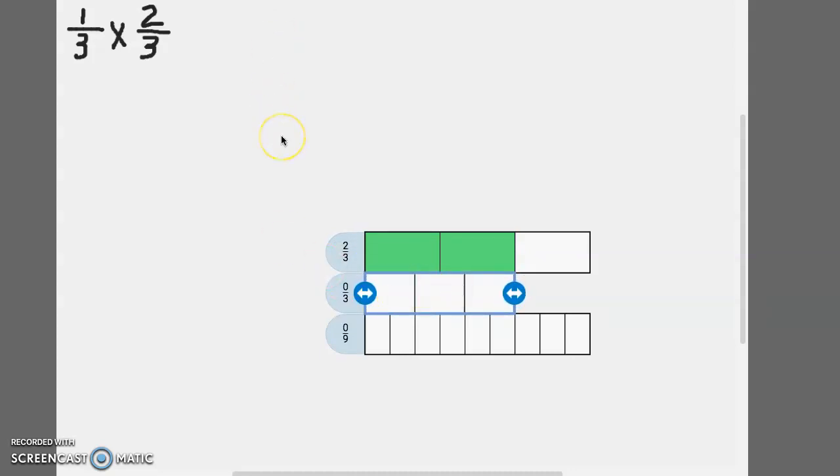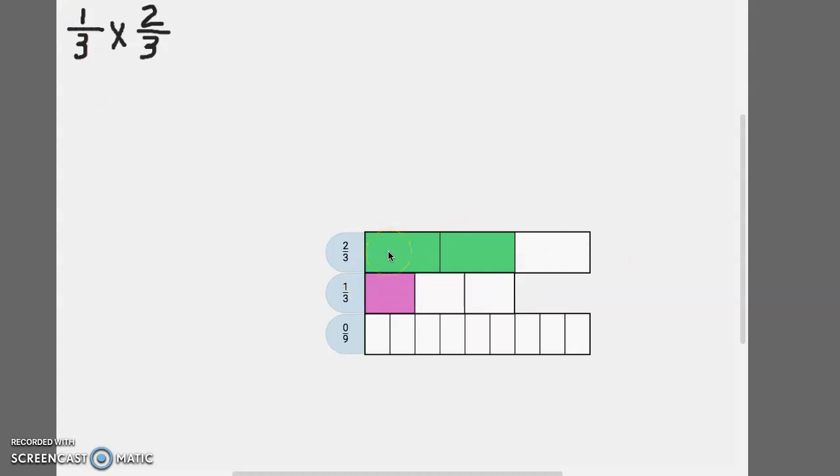Now we know that Susie wants 1 of the 3 pieces. So we are going to shade in the 1 piece. So this is the portion that Susie will receive.